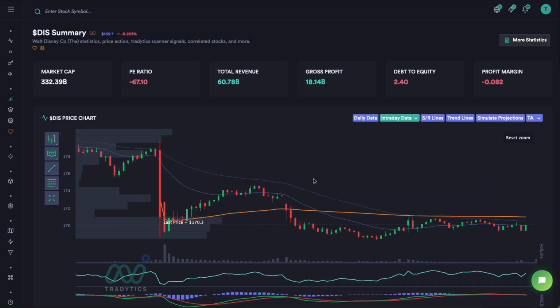Alright, so looking at this, we have this anchored VWAP line, and again, let's go back here. This is where the signal came in, and again, looking at the signal, we want to sell a call.